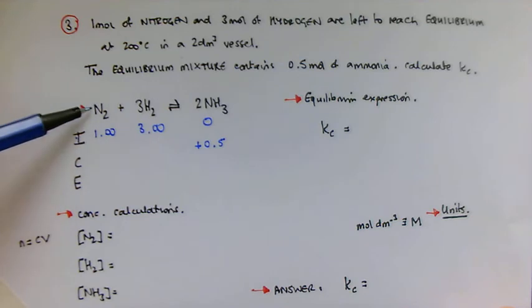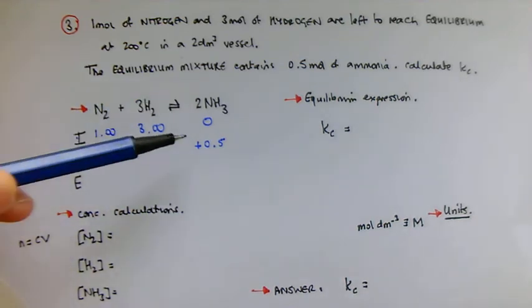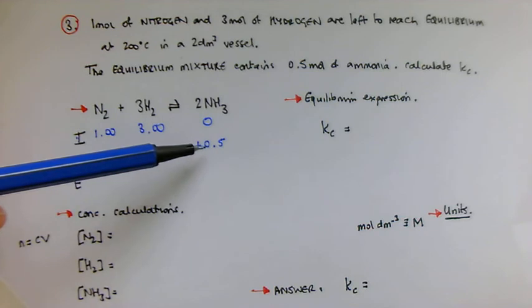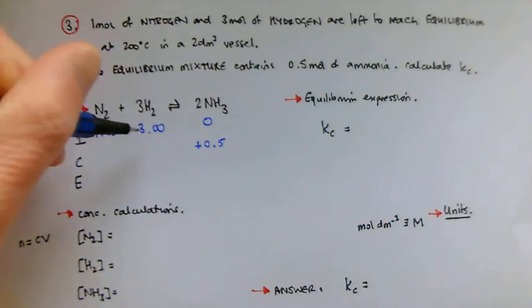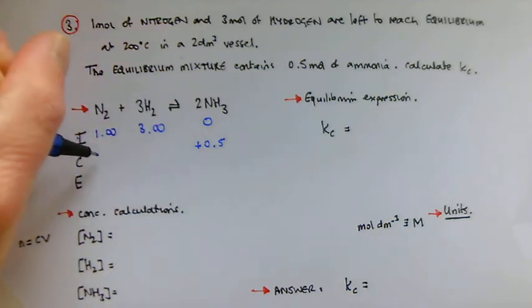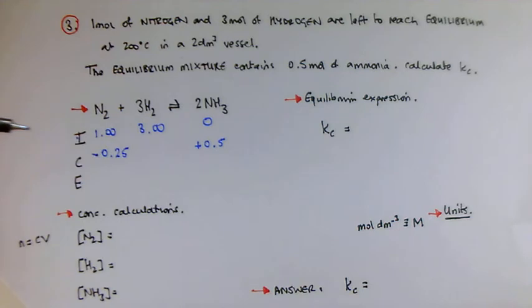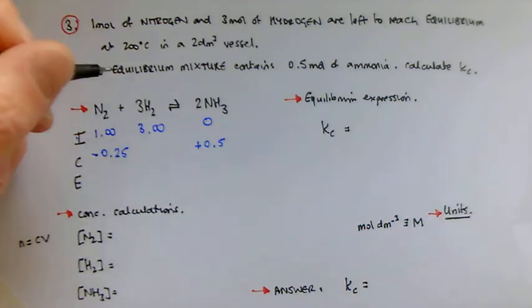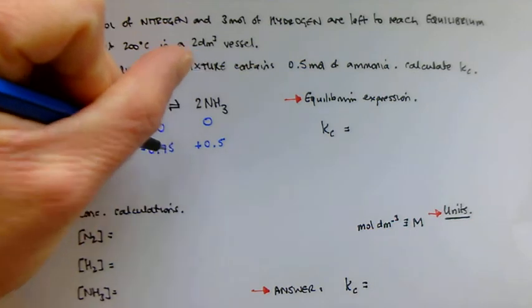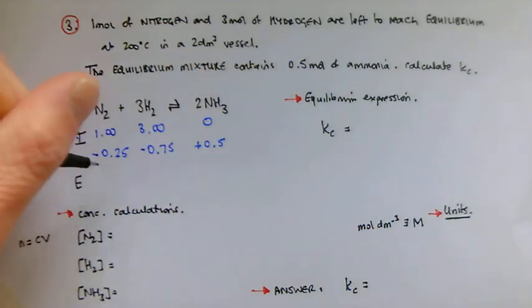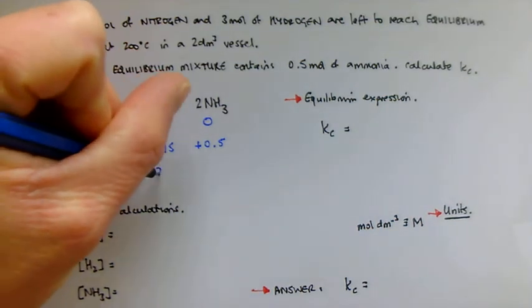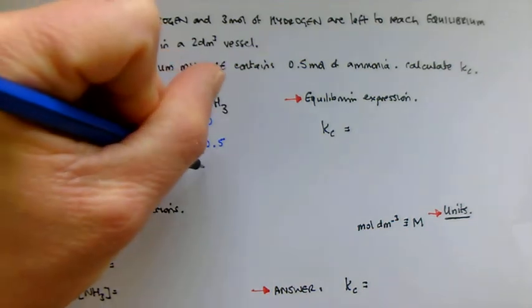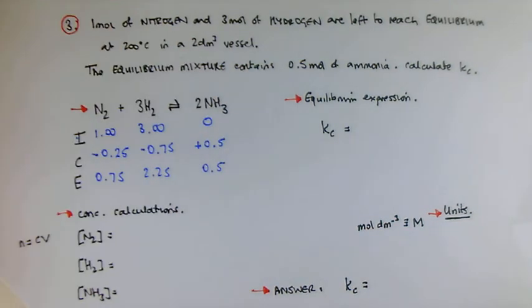Because of the mole ratios 1 to 3 to 2, the stoichiometry, ammonia has gone up by 0.5, but that's worth 2 equivalents. So that means 1 equivalent is 0.25. So where the products have gone up, the reactants will have gone down by 0.25, and here for hydrogen, 3 lots of that is down by 0.75. So the equilibrium amounts of all of these chemicals is 0.75 for nitrogen, 2.25 for hydrogen, and 0.5 for ammonia.